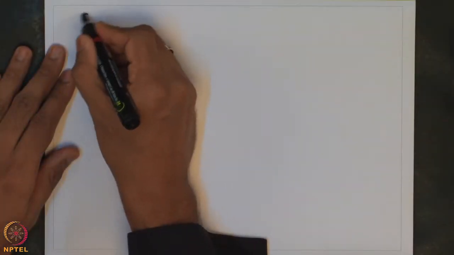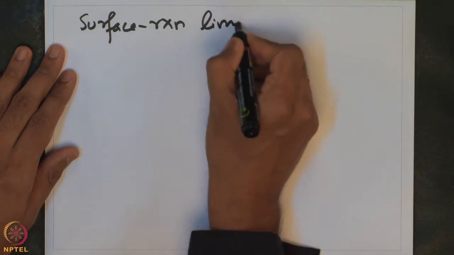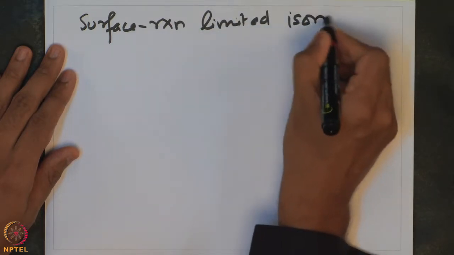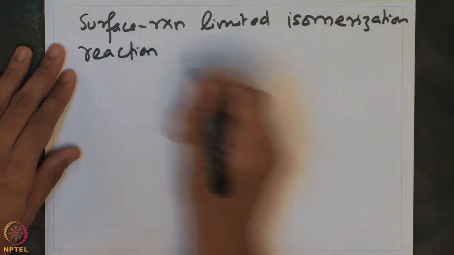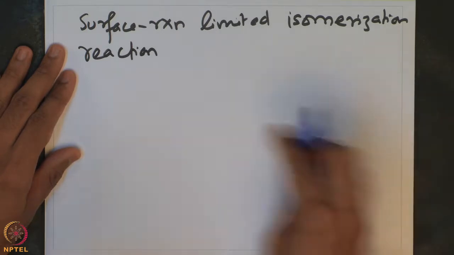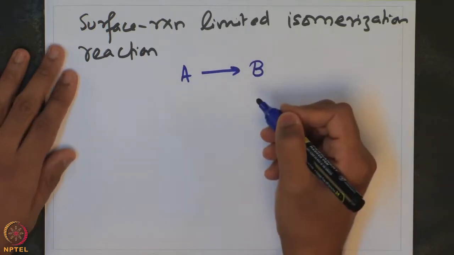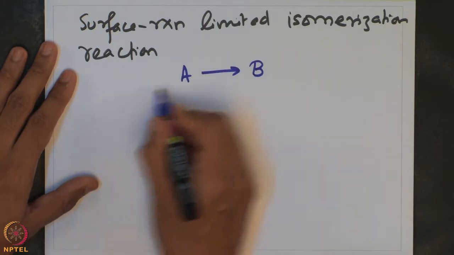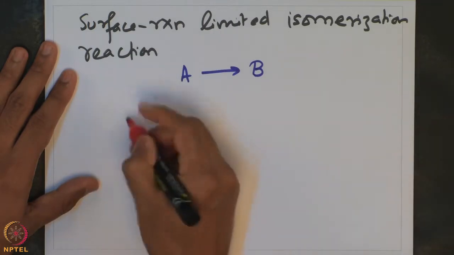So, let us consider the specific example of isomerization reaction that we have looked at several lectures ago. So, let us take the specific surface reaction limited isomerization reaction. Let us say that the stoichiometric equation for this is, let us say, species A actually goes to products. Let us further assume that the surface reaction is governed by a single site mechanism.